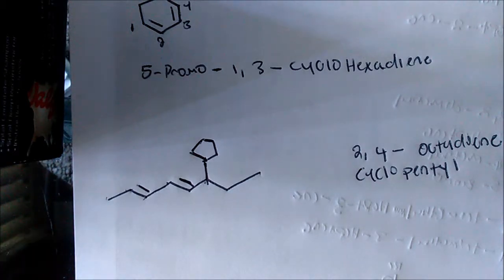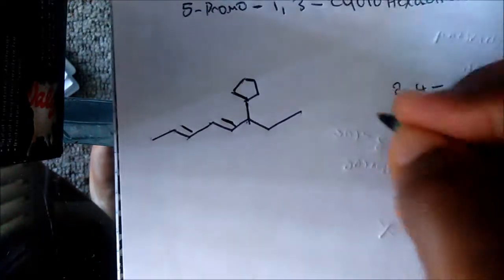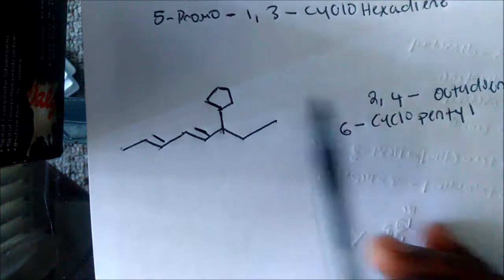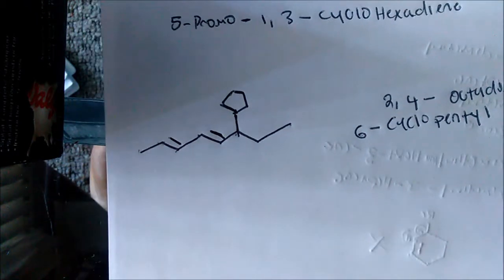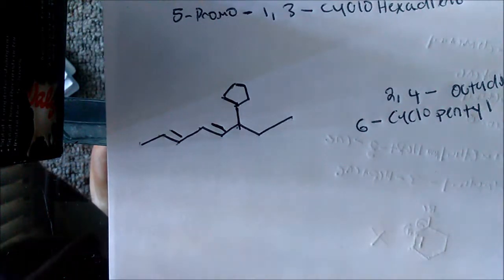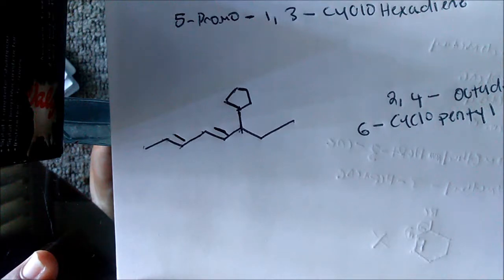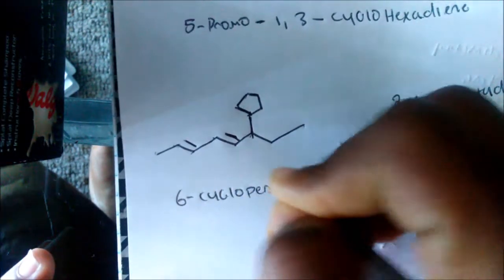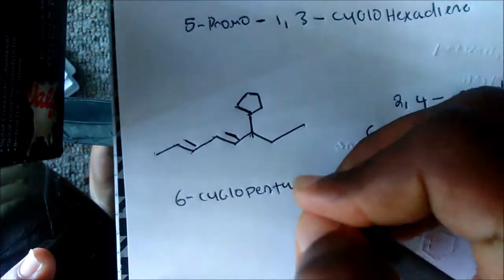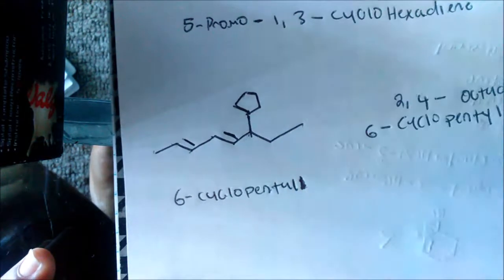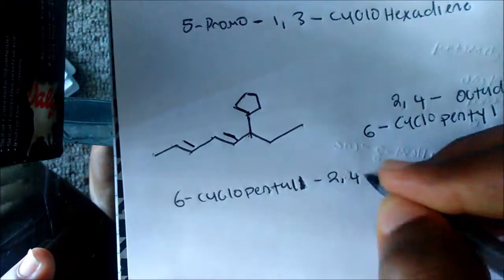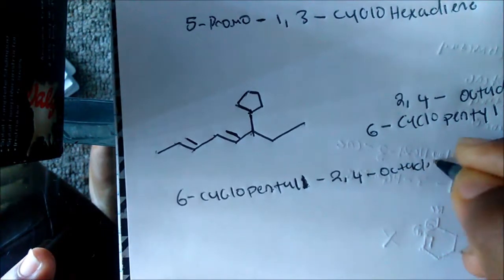So now putting this molecule together, and bear with me here, I'm leaving out where my cyclopentyl is at. So putting this molecule together, on carbon 6, this would be 6-cyclopentyl-2,4-octadiene.